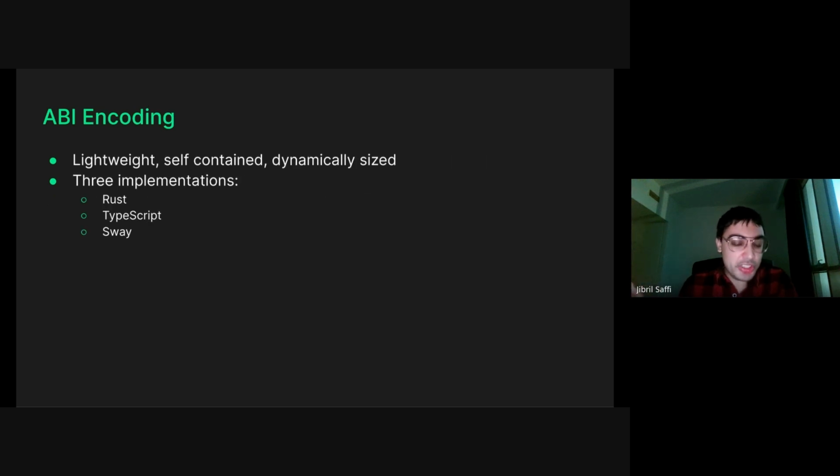And to actually call your contract, what you do is take the arguments to the function that you want. Well, you need a method selector first, and also the arguments to the function that you want. You encode them using the encoding that's defined in the specs. It's similar to Solidity's encoding, but it is different. And the point is, it's self-contained, dynamically sized. We have 3 implementations of encoding and decoding, one in Rust, one in TypeScript. Those 2 are for the SDKs, and one in Sway for the contract itself, so it can decode what you send to it and send you something back.